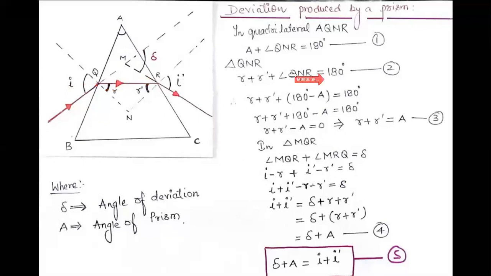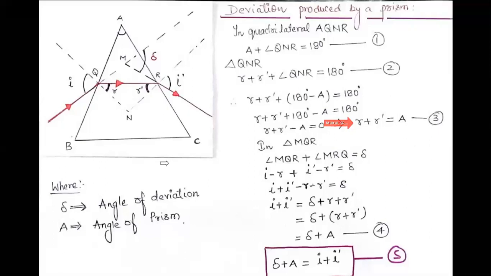Now in this equation we put the value of angle QNR from equation number 1, that is 180 minus A. Further, R plus R dash plus 180 degrees minus A equals 180 degrees. R plus R dash minus A equals 0. So R plus R dash equals A. We get a new relation between A, R and R dash, represented by equation 3.